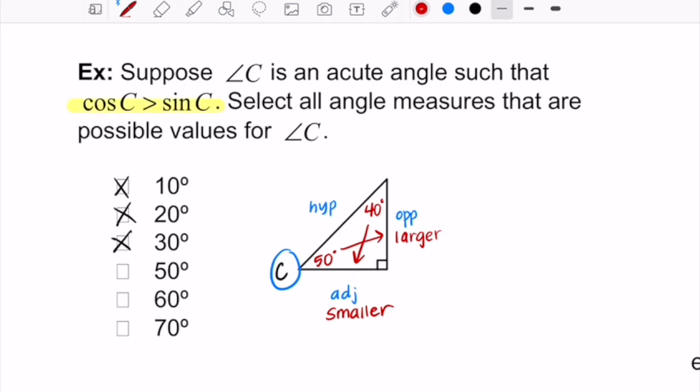And so looking ahead, you can go through and plug in 60. For 60 degrees, angle C would be 60, the other angle would be 30, and so that would also be a no. And then when you plug in a 70, angle C would be 70, the other angle would be 20, and so that would also be a no. And so all three of those are no's, because in those three examples, angle C is the larger of the two angles, which means that sine would be greater than cosine for those final three examples.